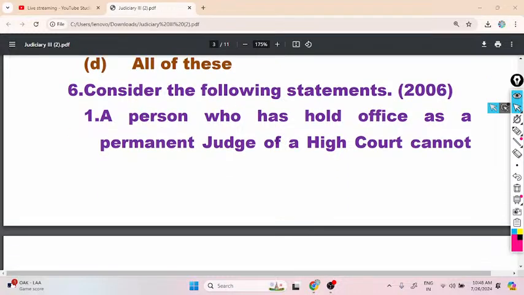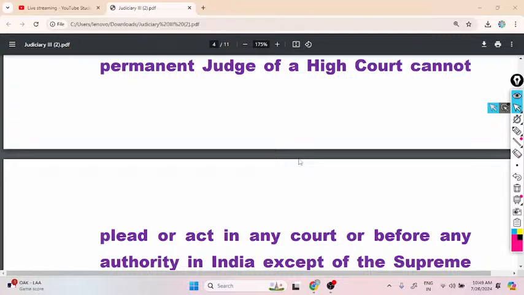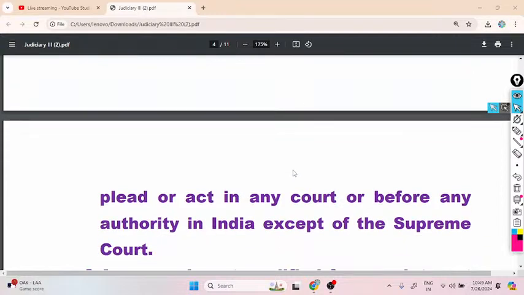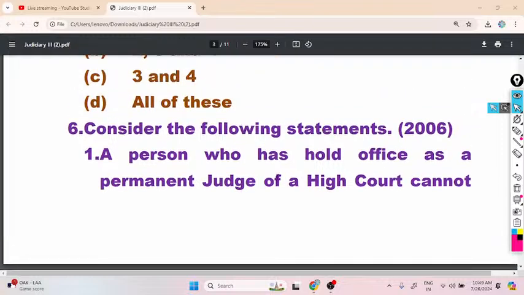6. A person who has held office as a permanent judge of the High Court cannot plead or act in any court or before any authority in India except the Supreme Court. There are different judges: permanent judges, who are part of the High Courts, and also additional judges and acting judges. A person who has served as permanent judge of the High Court can practice in other High Courts and the Supreme Court. Other High Courts means High Courts other than the one from which he retires.